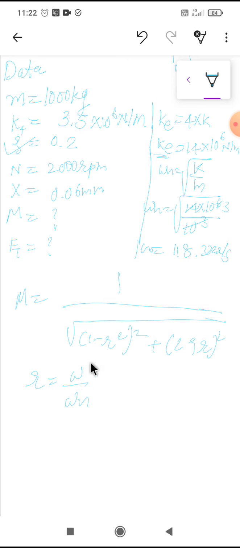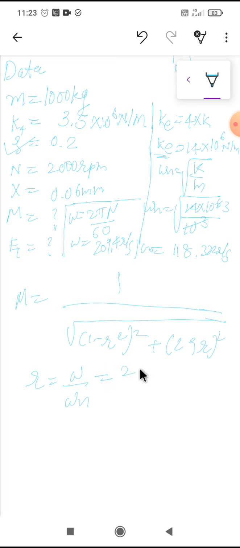Now we have found omega n, but what is omega? How can we find omega? As you can see, the forcing speed is given in rpm, so with the help of that we can find omega. Omega is nothing but 2 pi n by 60. With the help of this formula we find omega is equal to 209.4 radian per second.